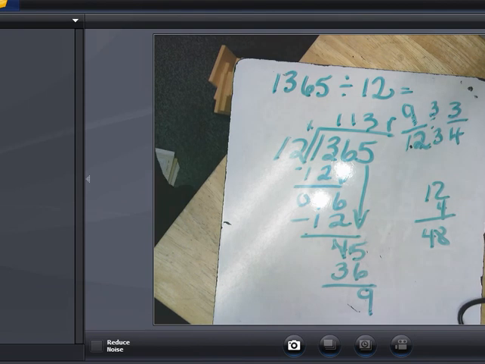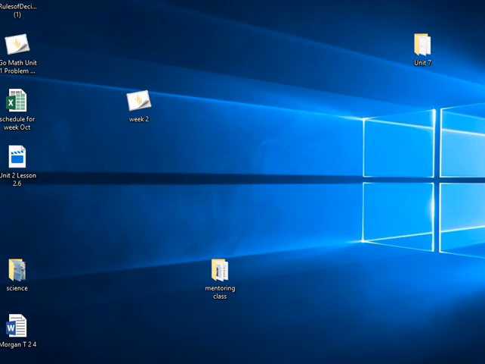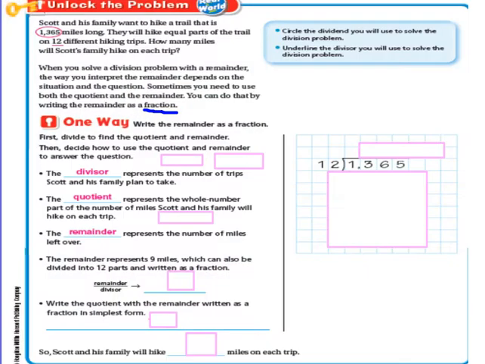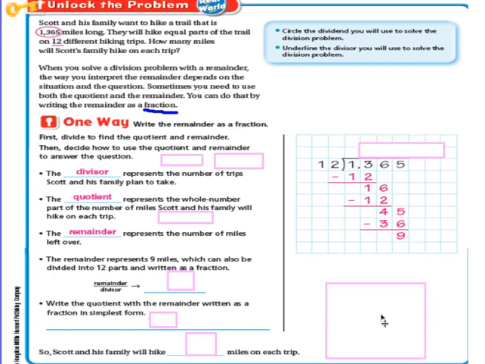So if I look back on my paper, you notice that here's my work. It came out the same way ours did. And there's the remainder 9. But the remainder represents 9 miles, which can also be divided by 12 parts. It can be written as a fraction, which is 9/12.